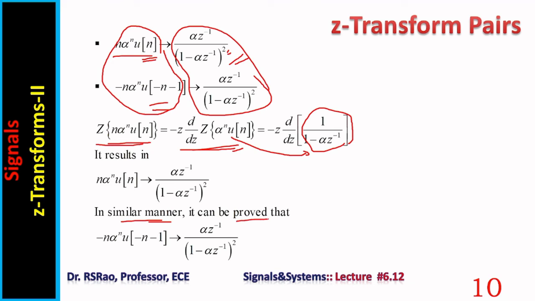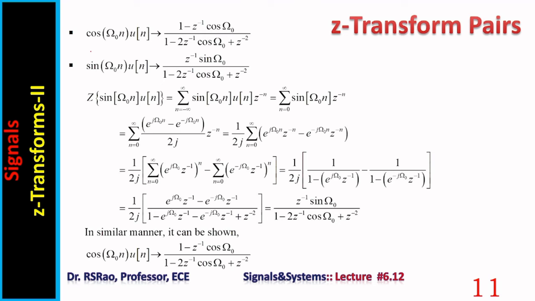In a similar manner, it can be proved that the z transform of minus n alpha power n u of minus n minus 1 is also equal to alpha z power minus 1 divided by 1 minus alpha z power minus 1 whole square. We consider another pair of sequences: cos omega naught n u of n, sin omega naught n u of n. For cos, the transform is 1 minus z power minus 1 cos omega naught divided by 1 minus 2 z power minus 1 cos omega naught plus z power minus 2. For sine, the transform is z power minus 1 sine omega naught divided by 1 minus 2 z power minus 1 cos omega naught plus z power minus 2.